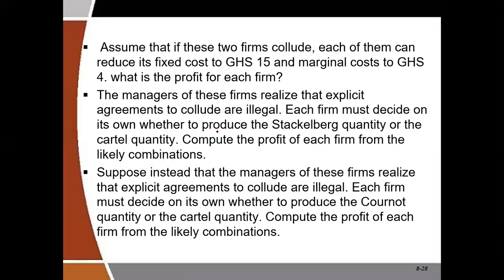Now, the next one says that the managers of these firms realize that explicit agreements to collude are illegal. Each firm must decide on its own whether to produce the Stackelberg quantity or the cartel. Cartel simply means collusion, all right? So to produce the Stackelberg quantity or the cartel quantity, compute the profit of each firm from the likely combinations.